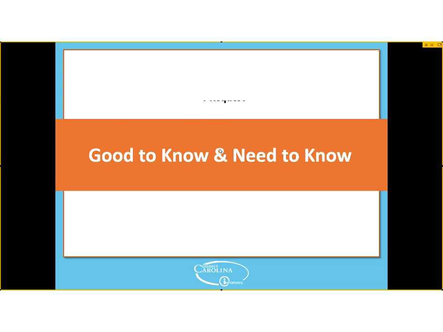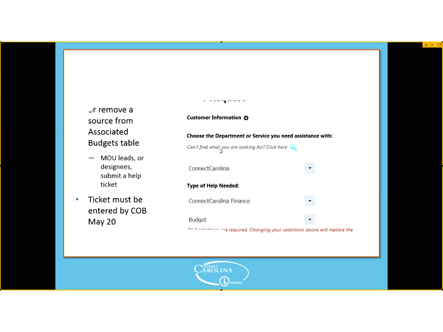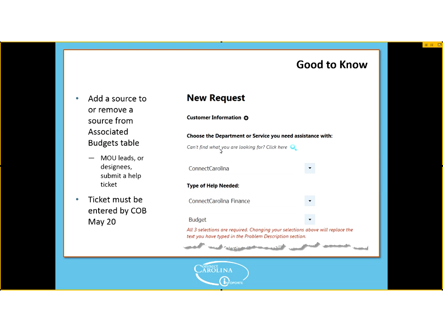All right, I want to give you guys some good to know and some need to know information for year-end. With the good to know, you may want to make some changes to the associated budgets table, okay? So there may be a source you want to add to the table, or maybe you've decided that you don't want a source associated. If that's the case, you need to submit a help ticket, okay? And that ticket must be submitted by close of business on May 20th. So that gives you about 2.5 weeks to get that in.